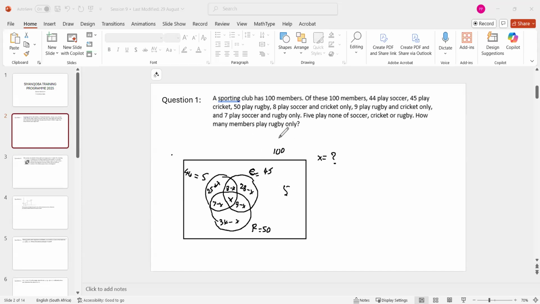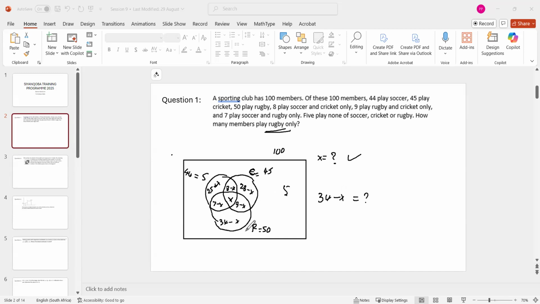But then they asked you, how many people play rugby only? So the number of people who play rugby only, as you can see, is 34 minus X. Once you solve for X, these are the people who play rugby only. They don't play any other sport. So that is how you solve this problem.